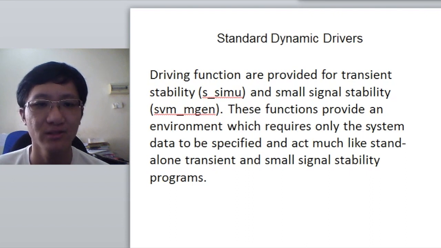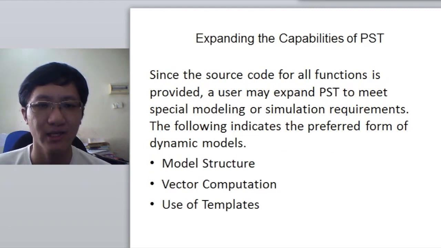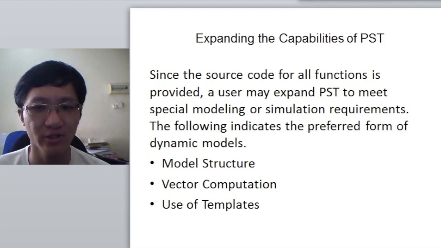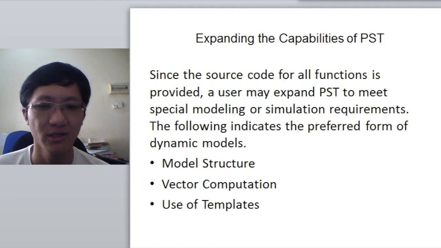Standard dynamic driver. Driving functions are provided for transient stability and small signal stability. This function provides an environment which requires only the system data to be specified and acts much like a stand-alone transient and small signal stability program. And the last one, expanding the capability of PST. Since the source code for all functions is provided, a user may expand PST to meet special modeling or simulation requirements. The following indicate the preferred form of dynamic model: model structure, method of computation, and use of template.